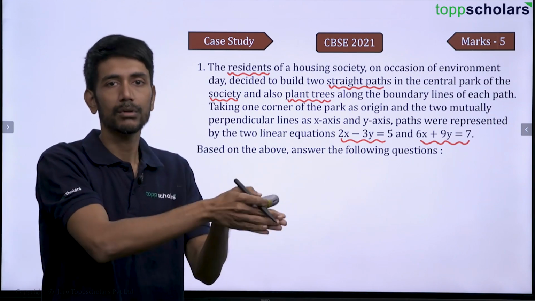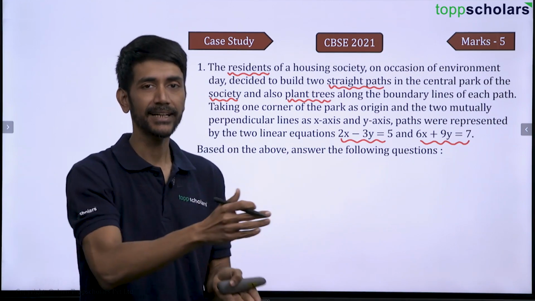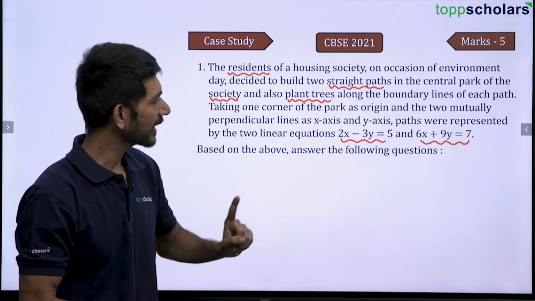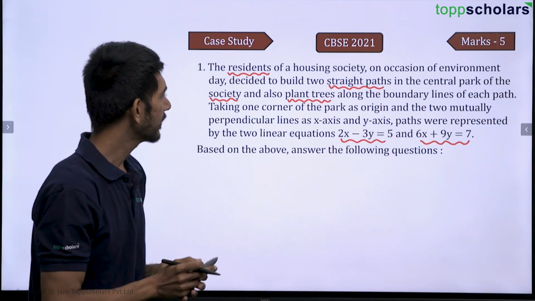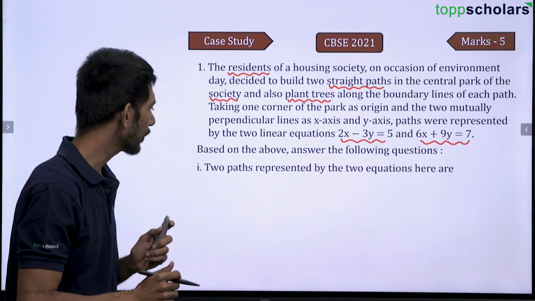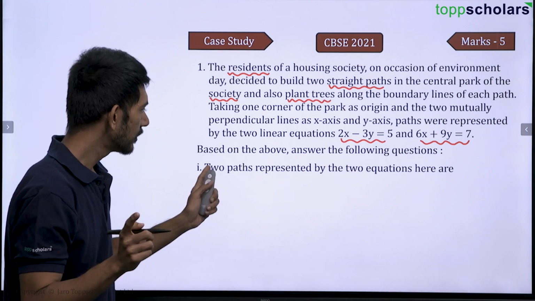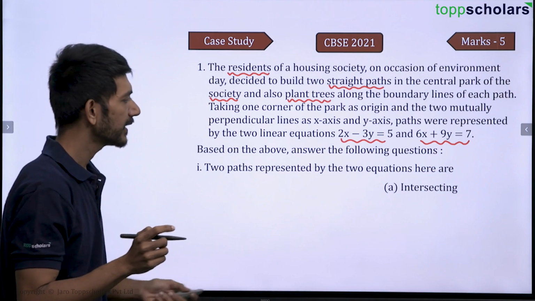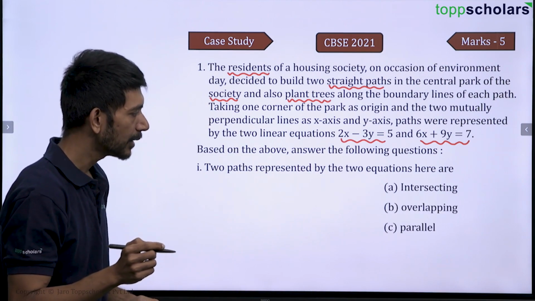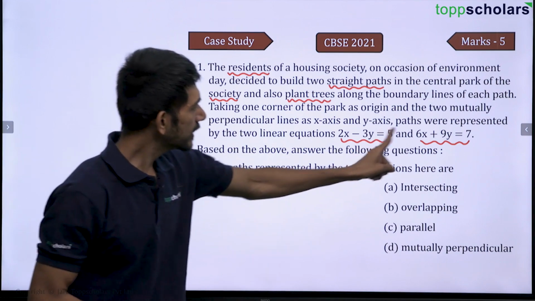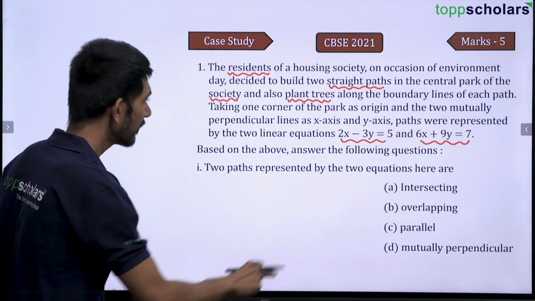When you draw a road or something, obviously it's not exactly straight, but we can assume it to be a straight line. So here we have one straight line, here we have another straight line. So what is the question? The question says, based on the above, answer the following. The first question is, are the two paths represented by the two equations here intersecting, overlapping, parallel, or mutually perpendicular? So these two paths, very simple question.